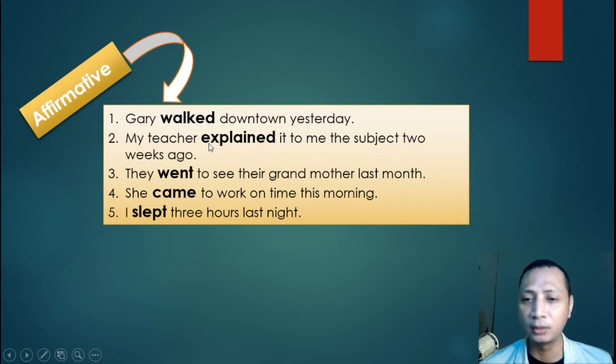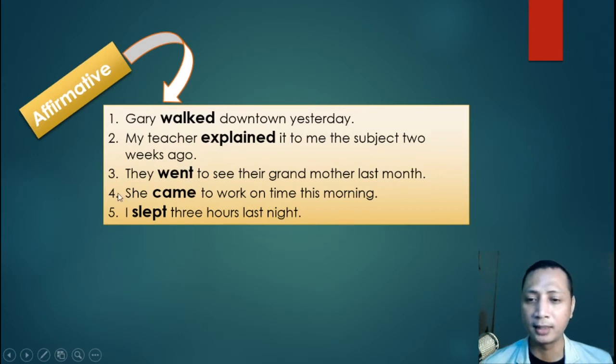Also number 2, my teacher explained the subject to me 2 weeks ago. Why ed also here? Because explain is a regular verb. Next, number 3, they went to see their grandmother last month. Why went here, not go or gone? Based on the pattern, we have to put past or verb 2 in a positive sentence, so we use went, not go, because past tense is supposed to be here.